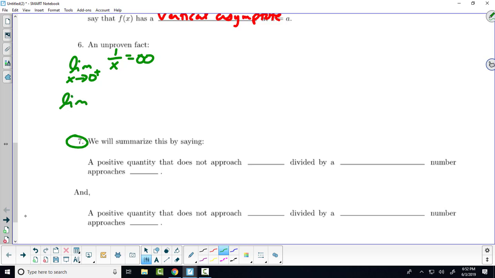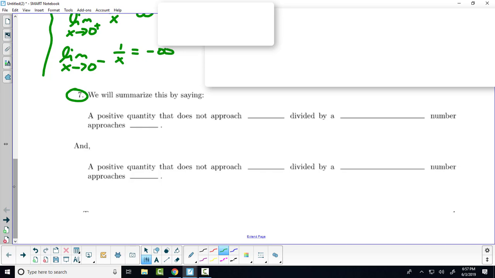Similarly, the limit as x approaches 0 from the left of 1 over x equals minus infinity. For these section 2.4 questions, you usually don't need to show me any work because you just fall back on this unproven fact. So what are these two ideas? A positive quantity that does not approach 0, divided by an arbitrarily small positive number, approaches infinity.